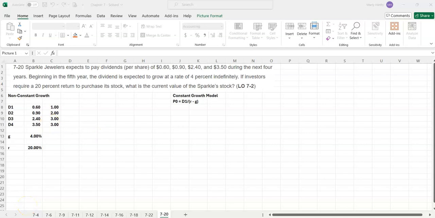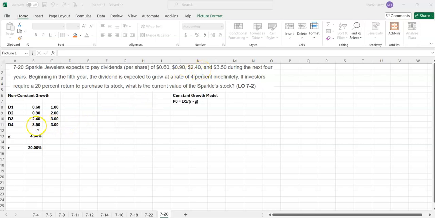Okay, this is problem 20 from chapter 7 of CFIN7. This is a non-constant growth model calculation. When we use the non-constant growth model, what we're going to do is lay out the dividends, and up until they start growing at a constant rate, we're just going to present value those dividends back.